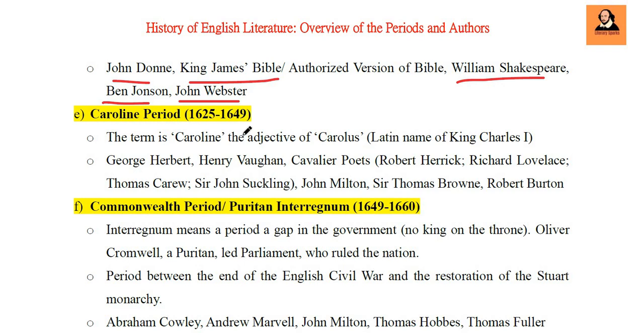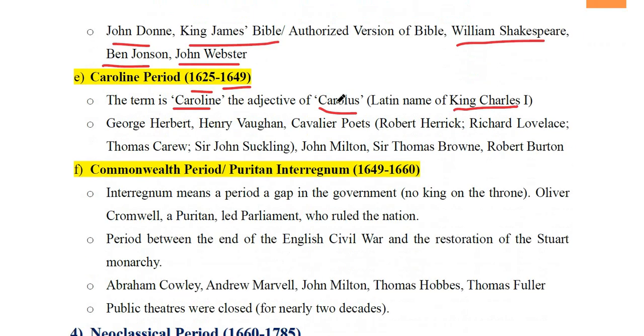Now we come to the Caroline period, which spans from 1625 to 1649, and again this name comes from King Charles the First, who reigned in this period. Caroline is the adjective of Carolus, which is the Latin name for Charles. So the major writers during this period we have are George Herbert, Henry Vaughan, and the Cavalier poets, among whom the famous are Robert Herrick, Richard Lovelace, Thomas Carew, Sir John Suckling, John Milton, Sir Thomas Browne, and Robert Burton.